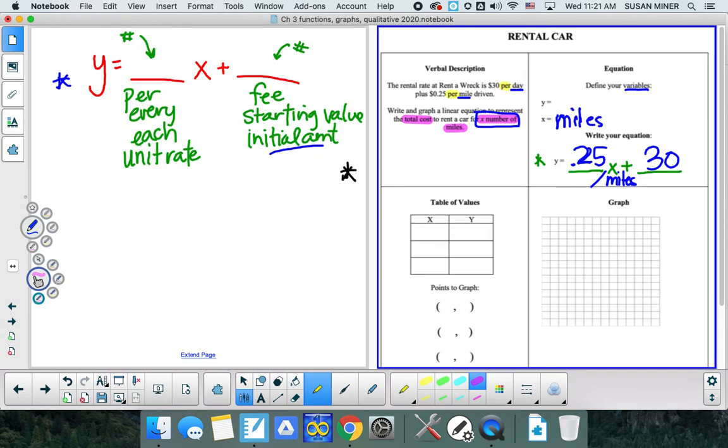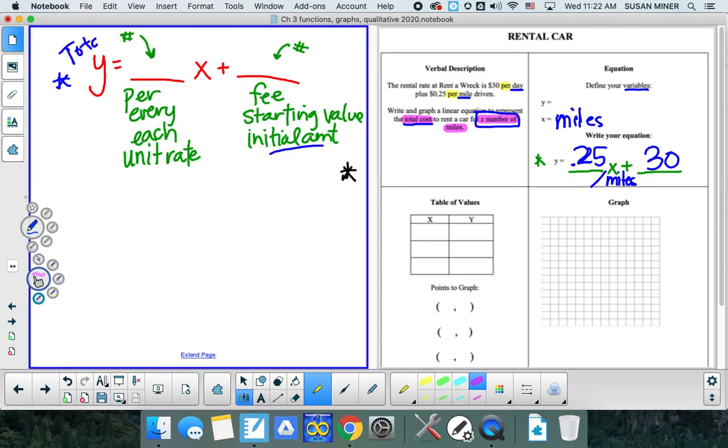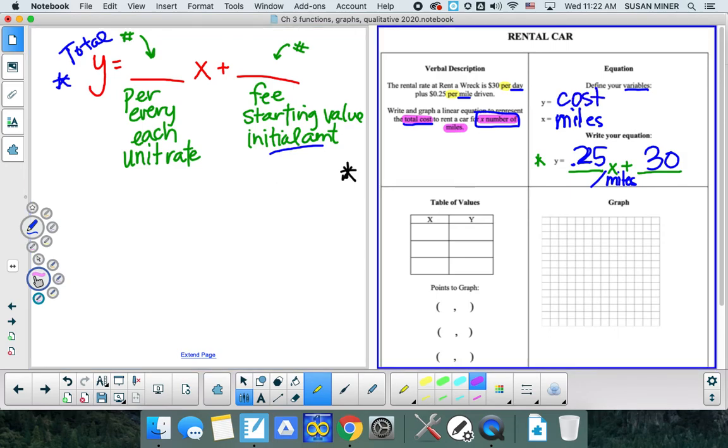Now I just have to define what my Y variable is. I want to know what it is. And guess what? It's already told me, because remember, Y is my total. Always my total, and so this already tells me I want to know what total cost is. So X is miles, Y is total cost.